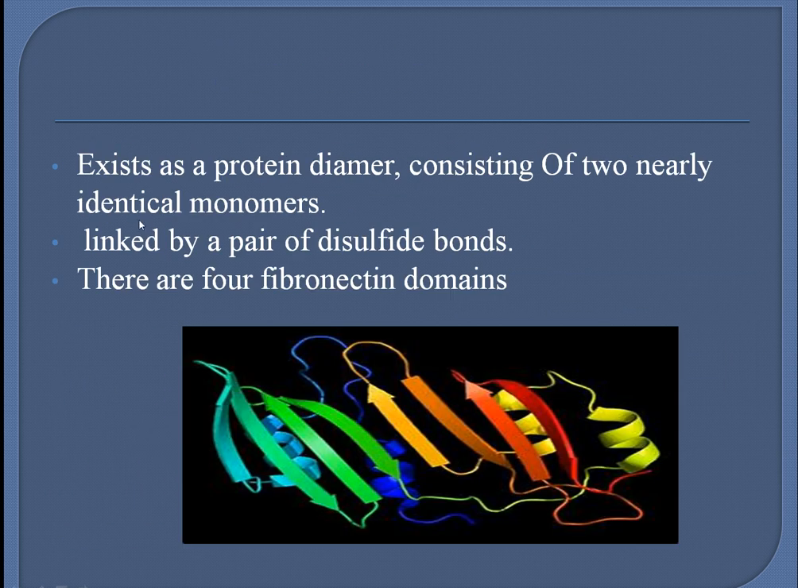Now see the structure of fibronectin. It exists as a protein dimer consisting of two nearly identical monomers. You can see in the picture, the two monomers are linked by a pair of disulfide bonds, and there are four fibronectin domains, and these four domains allow fibronectin to associate with other fibronectin molecules.